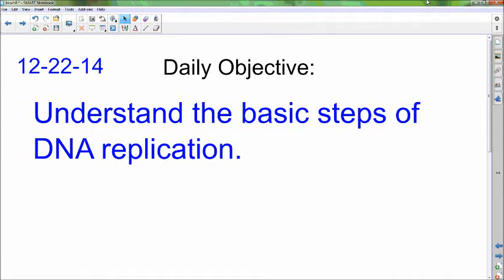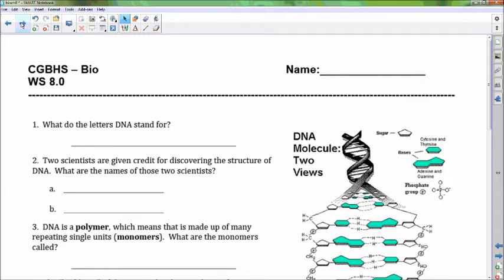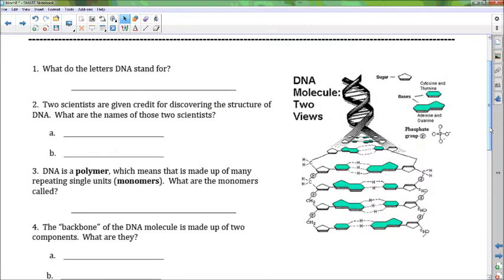All right, let's go to the answers on your homework here. Number one, Nick, what do the letters DNA stand for? Something nucleic acid. Deoxyribonucleic acid.